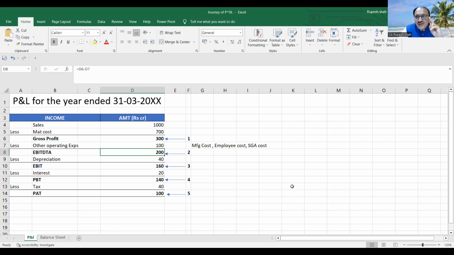But two questions we need to answer: what is the significance of EBITDA, right? And what is the meaning of depreciation and what is the meaning of amortization? These are the three questions we have to answer. First, let us answer what is depreciation.